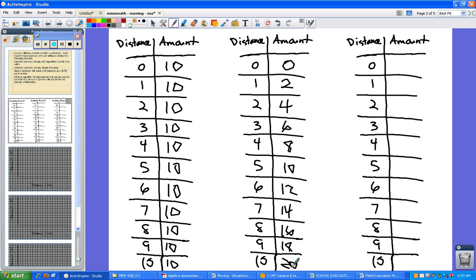Okay. Last one, Alana. She gets a $5 donation and 50 cents for each kilometer she walks. So at the very start, she gets $5. She gets 50 cents for every kilometer thereafter. So she already has $5, so now she'll get $5.50. So $6, $6.50. Every kilometer she'll add on another 50 cents.